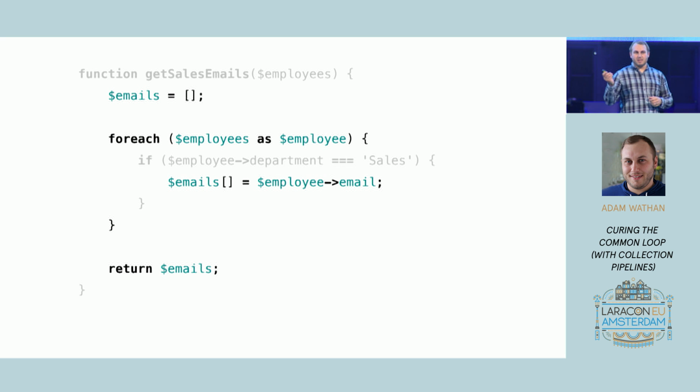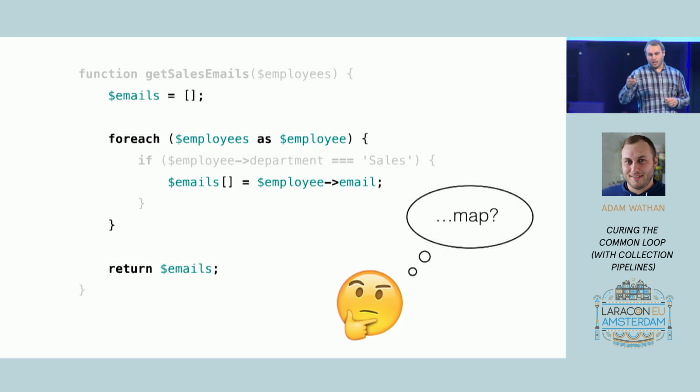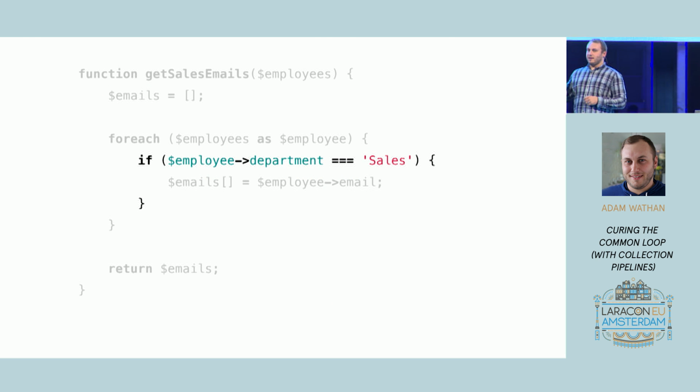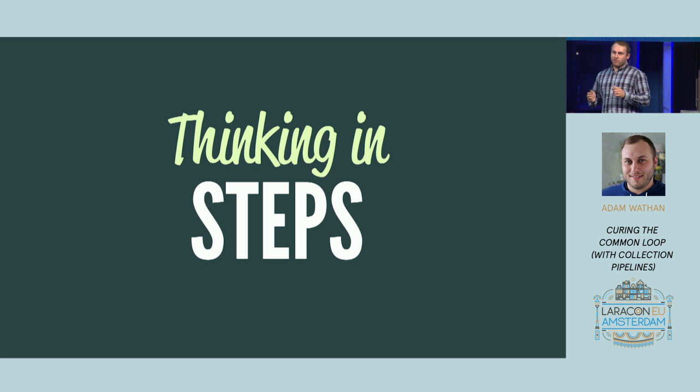If you look at just this piece of code, this looks a lot like map, right? Very similar to the map operation that we created earlier. But this piece of code here gets in the way and prevents us from using map. If we were to try and use map in this situation, it would give us the emails of every single employee, not just the employees in the sales department. So how can we get around that?